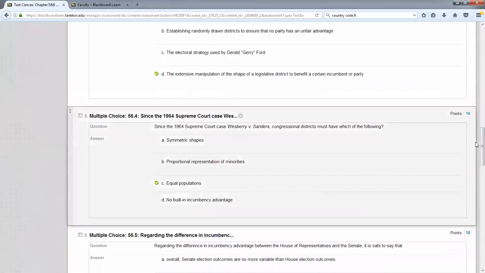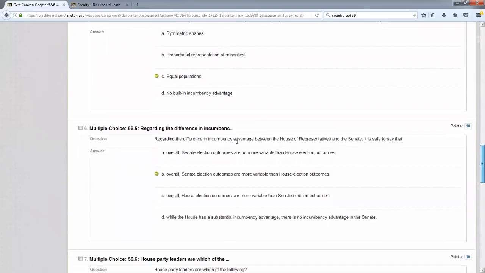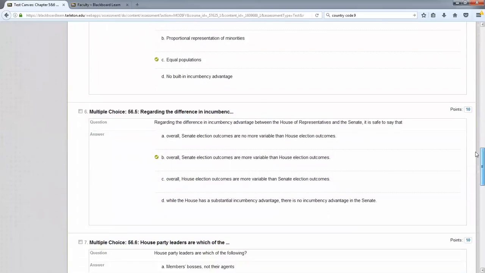Since the 1964 Supreme Court case, Wesberry versus Sanders, congressional districts must have which of the following? The answer is equal populations. Regarding the difference in the incumbency advantage between the House and the Senate, it's safe to say that Senate election outcomes are more variable than House election outcomes. There's more turnover in the Senate.